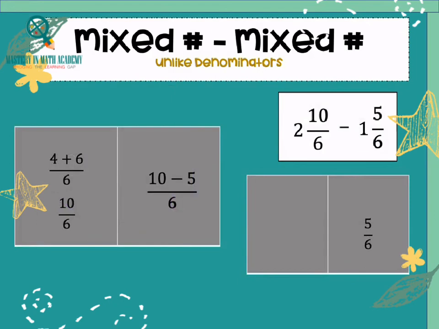And now we can focus on our whole numbers. Our whole numbers are 2 and 1. Take away 1 from 2, you're left with 1. And your answer is 1 and 5/6. Again, your answer is 1 and 5/6.